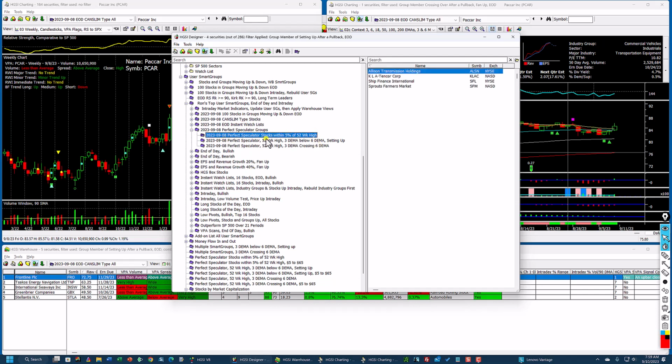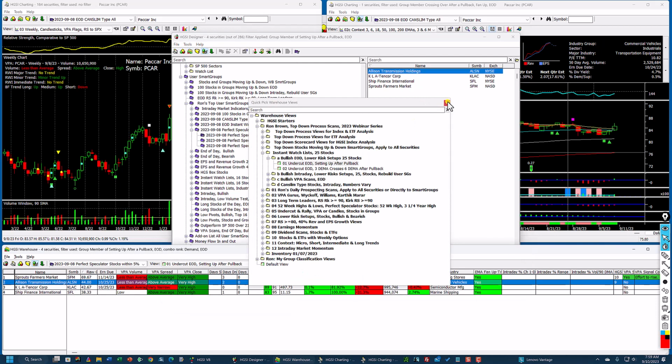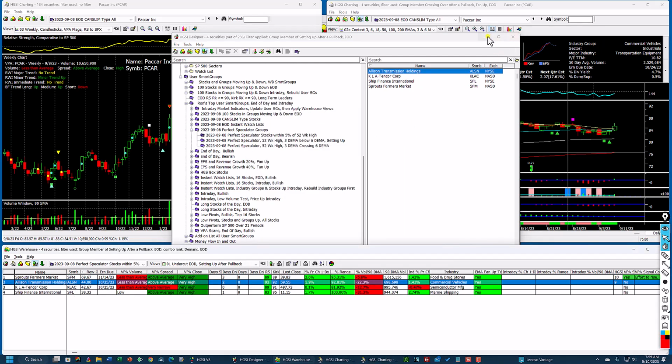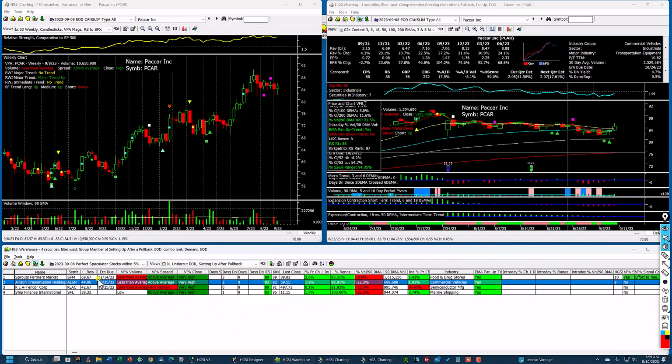These are all stocks that are within 5% of their 52-week high, and they've broken out recently and then pulled back a little bit. So let's go through. Let's click through on this. Get this out of the way.